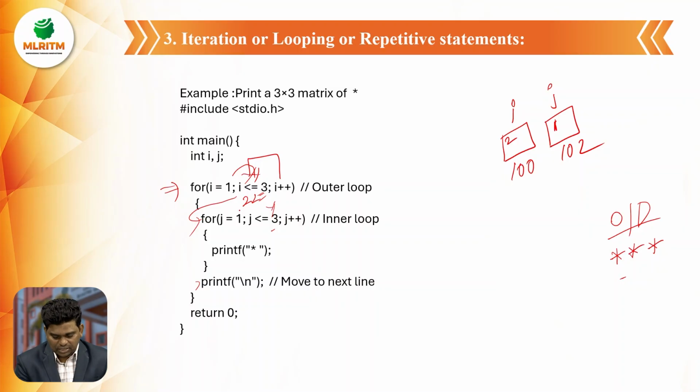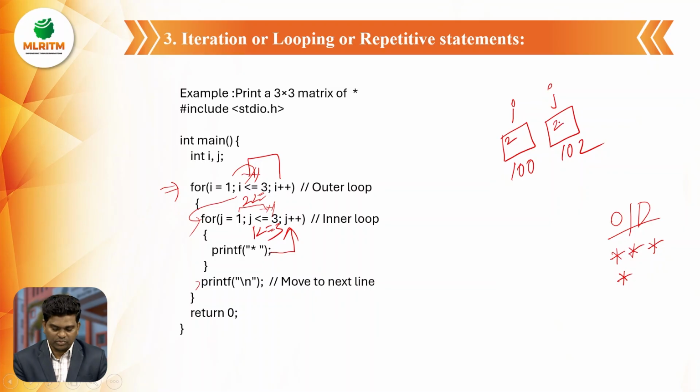Then after initialization, it goes to the condition again. J less than or equal to 3. What is the J value in memory? 1. So 1 less than or equal to 3. This condition is true again, so it enters into the body. The inner loop body has only one statement, that is printf. We are displaying hashtag here. Once it is completed, it goes to the modification part in the inner loop, that is J plus plus. Then J value becomes 2.